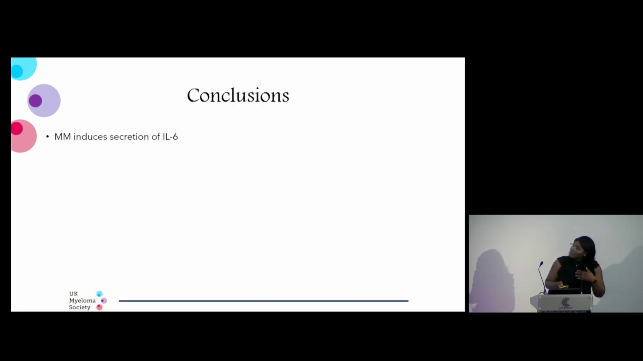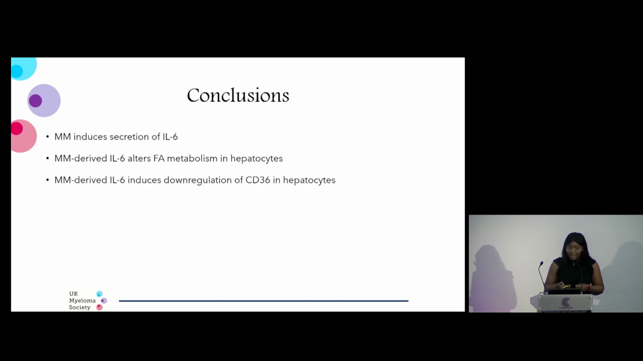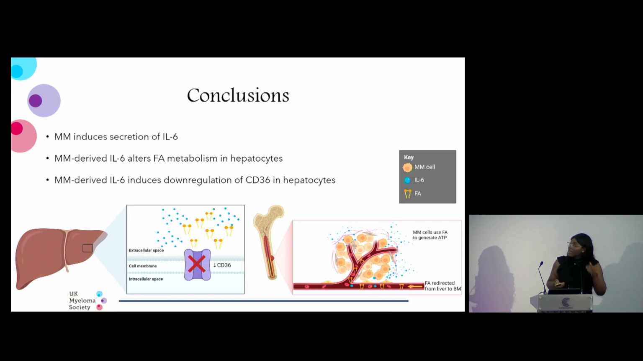So that's basically suggesting that multiple myeloma is inducing the secretion of interleukin-6. The multiple myeloma-derived interleukin-6 alters fatty acid metabolism in hepatocytes. And also multiple myeloma-derived interleukin-6 induces downregulation of CD36 in hepatocytes. So we think that by downregulating CD36 and reducing the uptake of fatty acids in hepatocytes, there are more fatty acids available that can be redirected to the bone marrow, so the myeloma cells can then use that to generate energy and fuel processes such as cancer cell proliferation, growth, and survival.